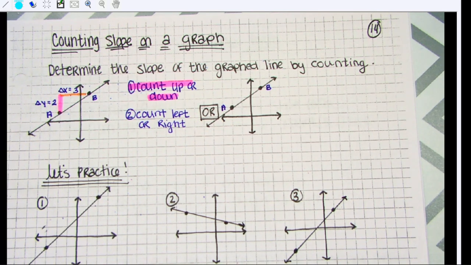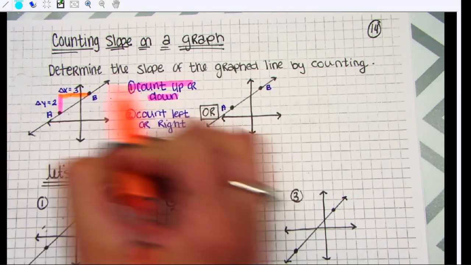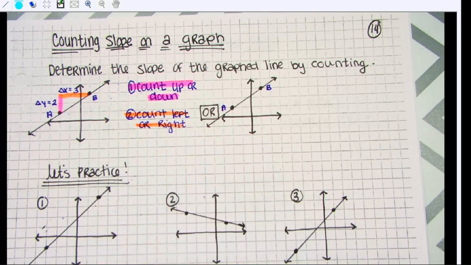Do you kind of see the pattern of how we are moving when we are counting? Does that make sense?